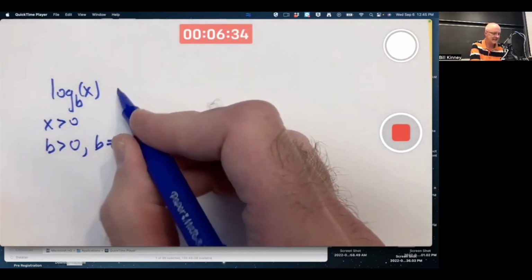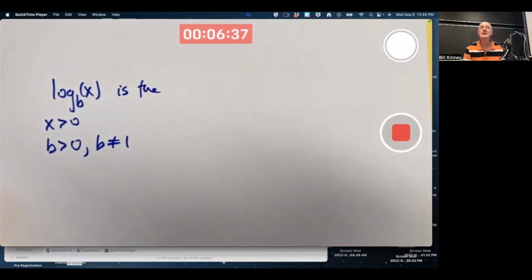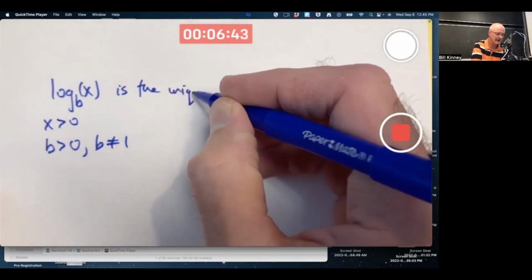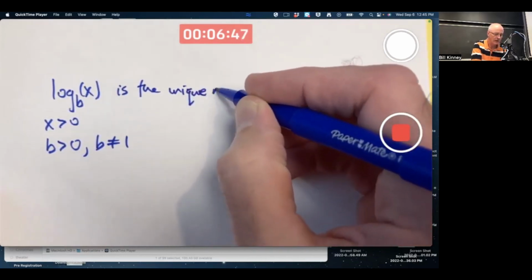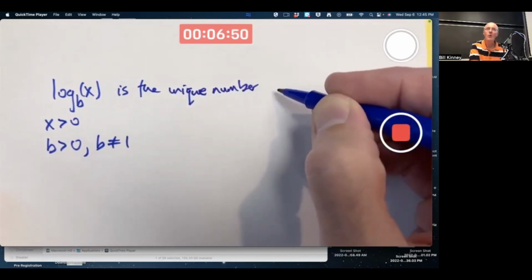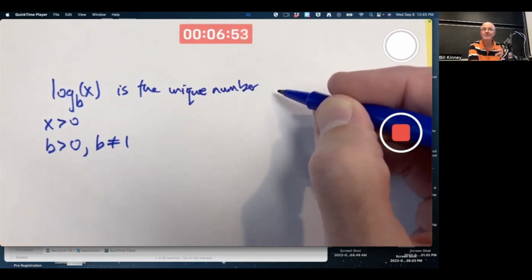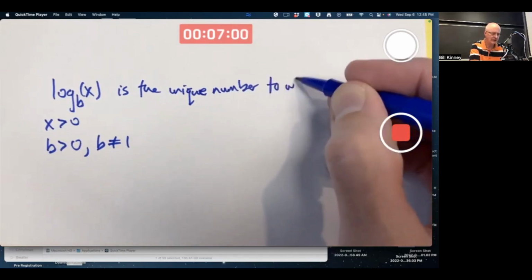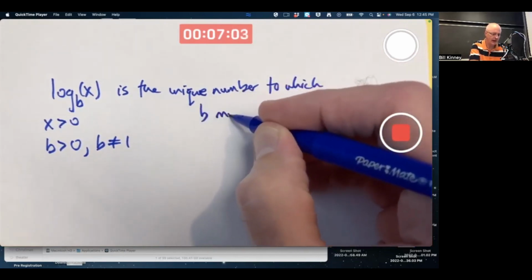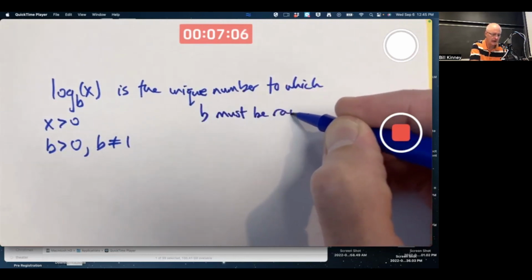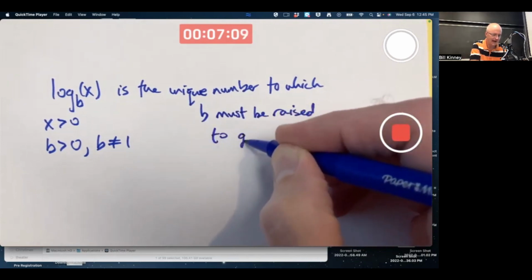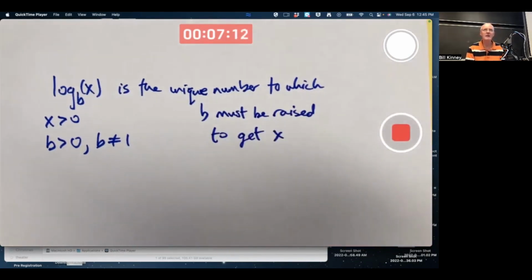But what is this? This is the unique, maybe you didn't put the word unique when you tried this, the unique number such that when you raise b to this power, you get x. I'll say to which b must be raised to get x. Kind of a long-winded description, but it is accurate. It's the unique, this entire symbol.